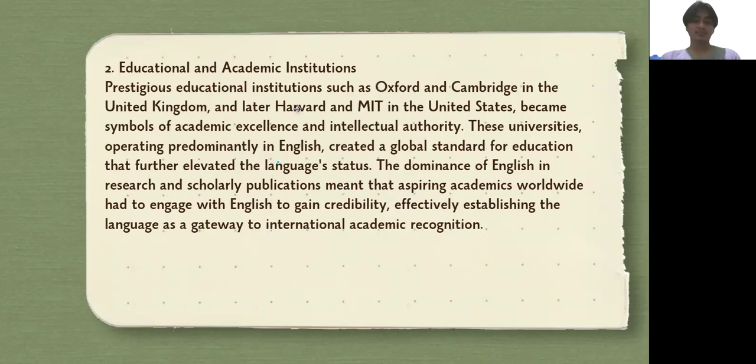And the second is educational. Prestigious educational institutions such as Oxford and Cambridge in the United Kingdom and later Harvard and MIT in the United States became a symbol of academic excellence and intellectual authority. These universities, operating predominantly in English, created a global standard for education that further elevated the language's status. The dominance of English in research and scholarly publications meant that aspiring academics worldwide had to engage with English to gain credibility, establishing the language as a gateway to international academic recognition.